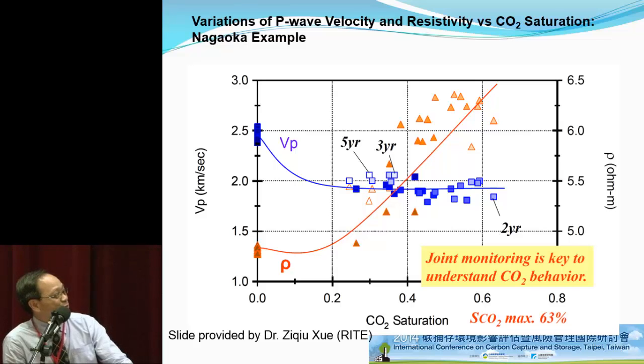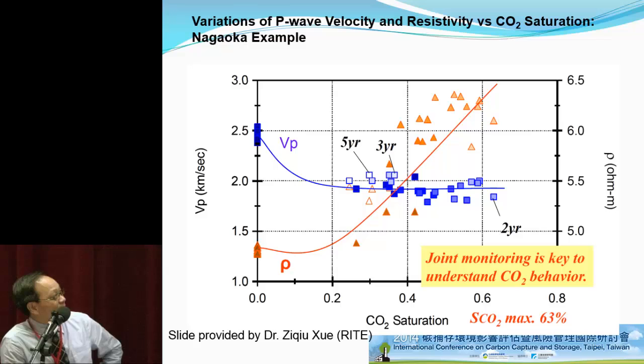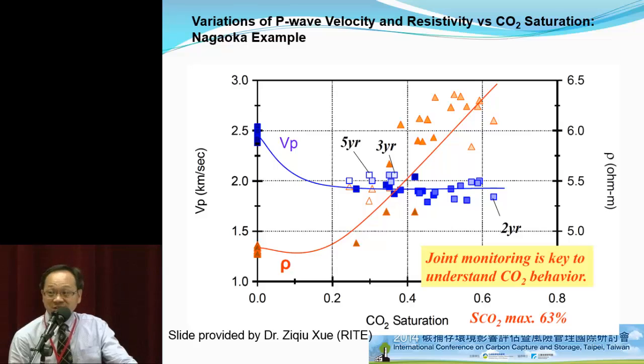For example, we use this as an example from Nagaoka, Japan. From their survey, they found this is the velocity of the formation, and this is the resistivity of the formation. And this one shows that there is no CO2 in the pore spaces. But if the CO2 occupies the spaces, say 20%, 40%, or 60%, the resistivity and the velocity will change. So that means we can use these joint parameters to detect the CO2 plume and its migration.